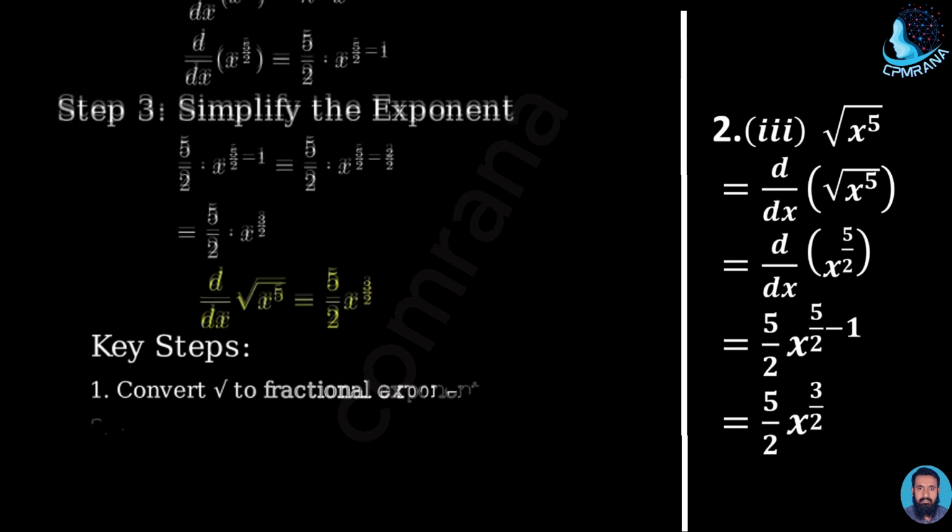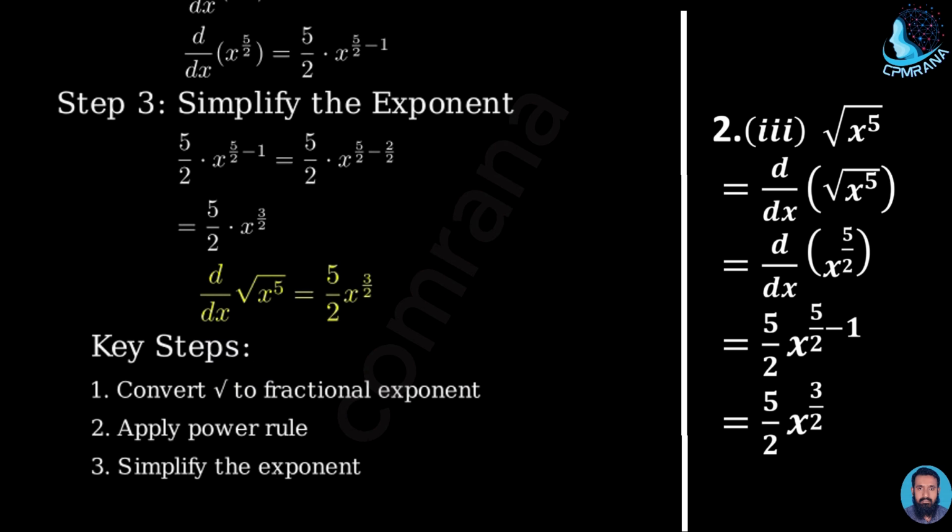Let's review the key steps. First, we converted the square root to a fractional exponent. Then, we applied the power rule for differentiation. Finally, we simplified the resulting exponent to get our answer.